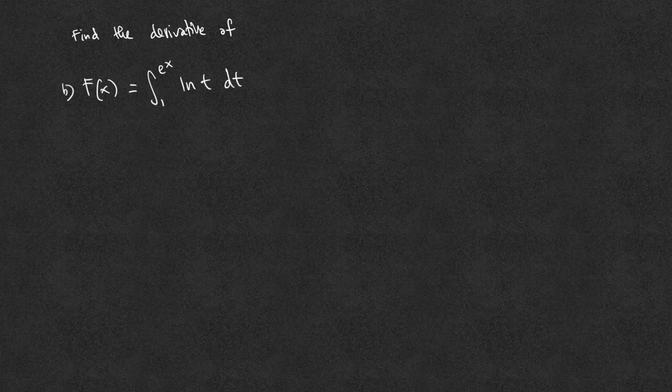Find the derivative of f of x equal the integral from 1 to e to the x of ln of t dt. We will do this using the fundamental theorem of calculus part 1. We state that the derivative with respect to x of the integral from a constant a to x of f of t dt will be f of x.